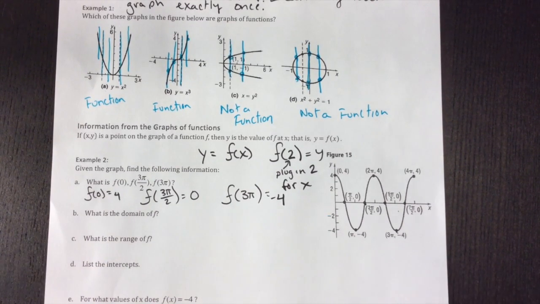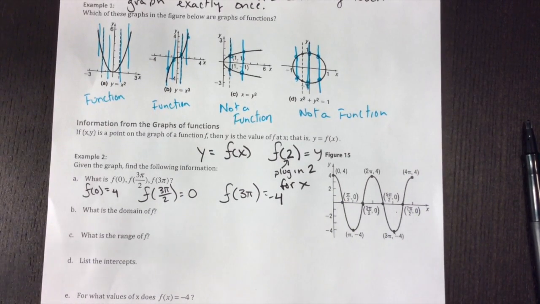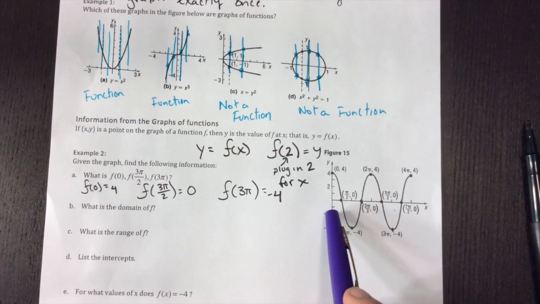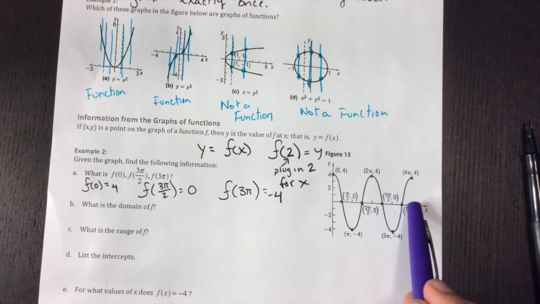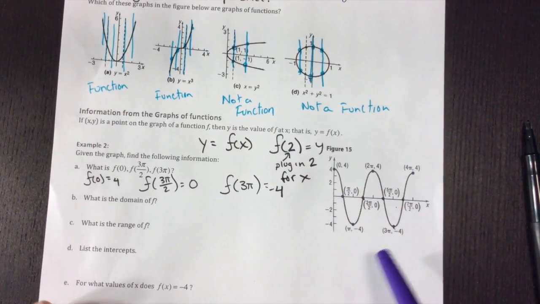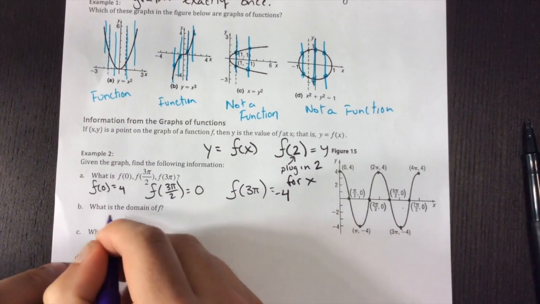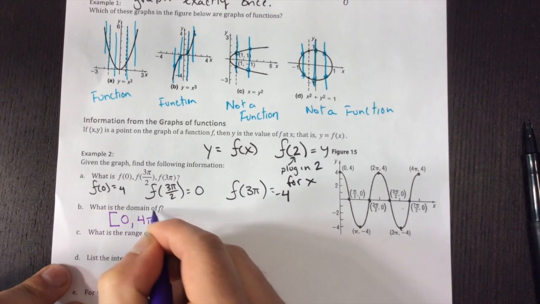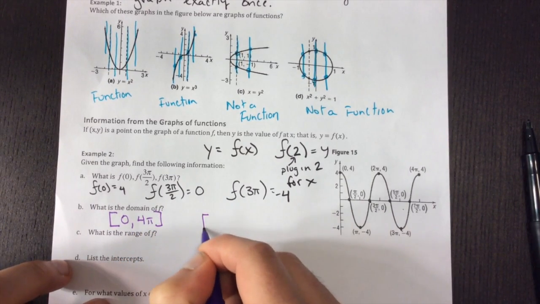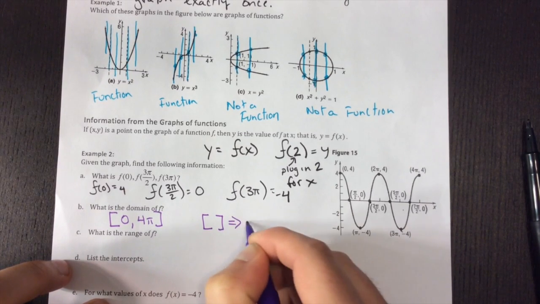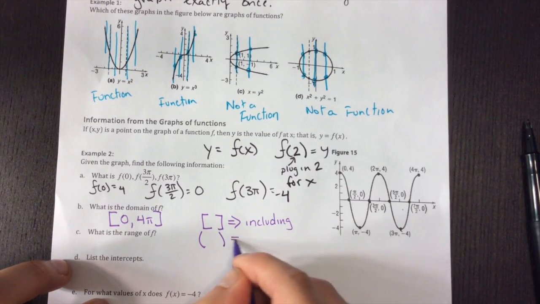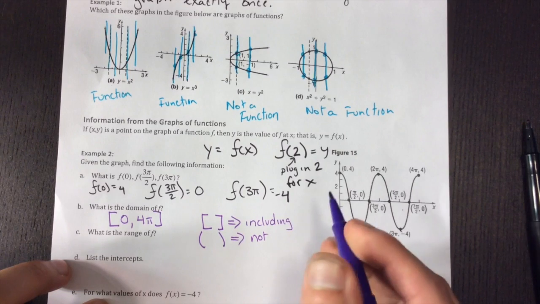So now, what is the domain of f? The domain, again, is all of the possible x values that I can use. So since this picture is limited, my domain would be all the values x from 0 to 4 pi, 4 pi being the furthest right I can be. So I'm going to include both of those. So we go to our set notation. We use brackets, so we go 0 to 4 pi, and both of those are included. Remember, brackets mean we're including points. If we use parentheses, that means not included, or that's our less than or greater than.